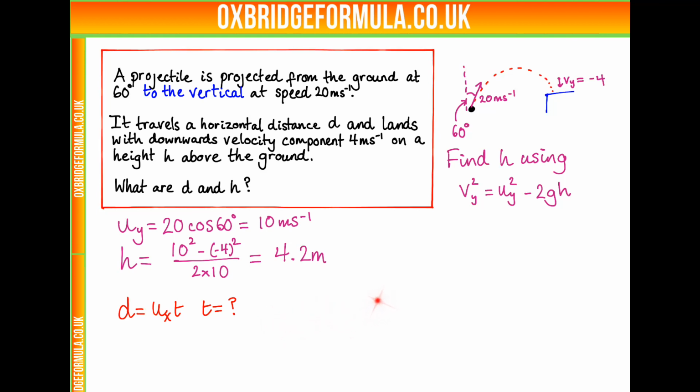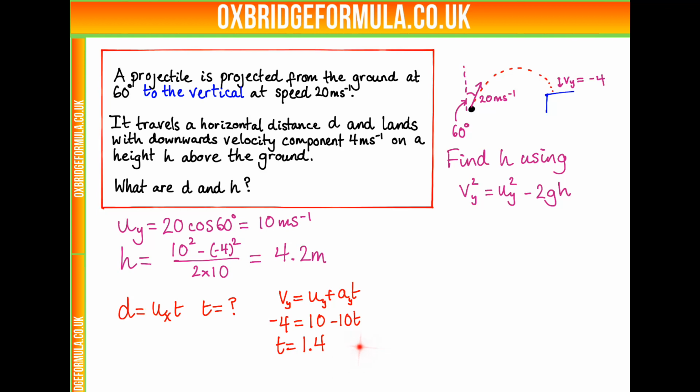Well, we know the vertical velocity component at time 0 and after. So we could use this to then gain information for the horizontal aspect, similar to what you might do in mechanics. So you could use v equals u plus at. So -4 is 10 minus 10t. So rearranging this, we get t equals 1.4 seconds.